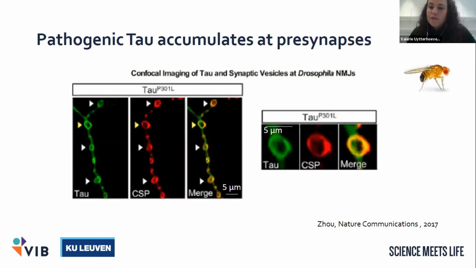So we are using the fruit fly as a model for Alzheimer's disease. And we used fruit flies that we developed that overexpress human tau. And we see in these fruit flies that tau accumulates at presynapses. It was already known that tau accumulates at postsynapses, but we also show now that tau accumulates at presynapses. Here I show you an example of flies expressing a tau P301L mutant.